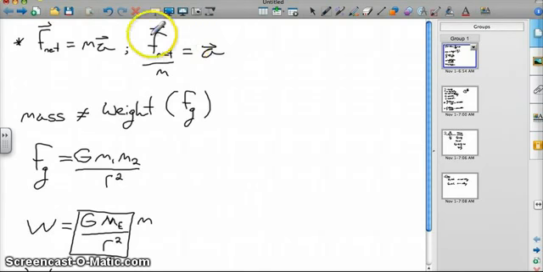We can also rewrite this equation so that the net force divided by the mass of the object gives us the acceleration. Basically, all the problems that we do are going to rely on these facts.